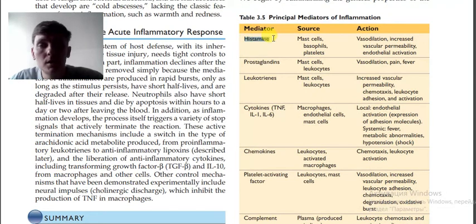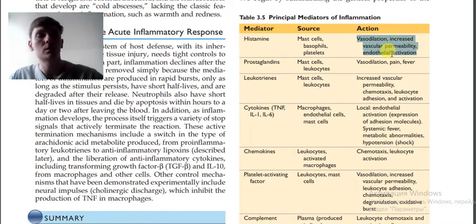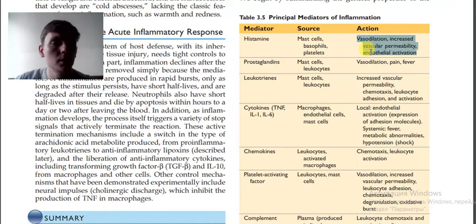Histamine. Histamine, as I said, is released by mast cells, basophils, and a little bit by platelets. The function is vasodilation, increased vascular permeability, and endothelial activation. So they activate endothelium to release these selectins and integrin ligands. That's one. And secondly, they relax the vascular smooth muscle under the blood vessel, which leads to dilation of the blood vessels.